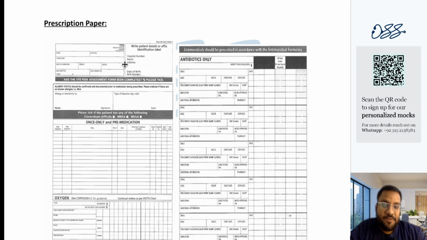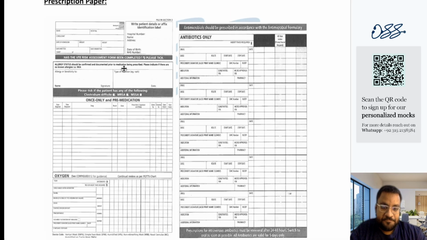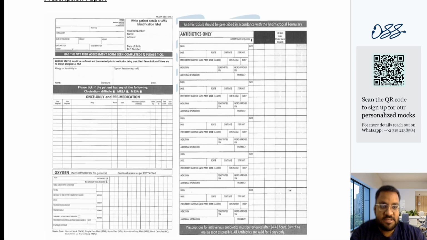Now let me familiarize you with the prescription paper. As you can see on the screen, this is how the prescription paper would look, and these are the first two sides of it. At the very top, you need to write the details: the name of the consultant, the date of admission, the weight, and height. On the very next side, you need to place a sticker containing patient information, and that sticker would be provided to you in basket number 2.